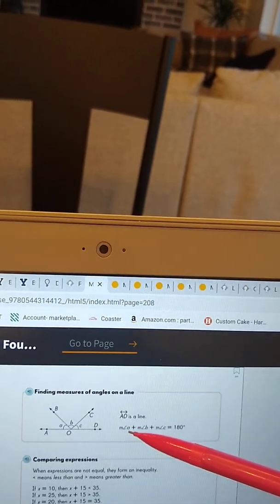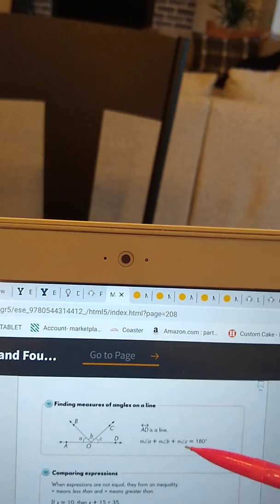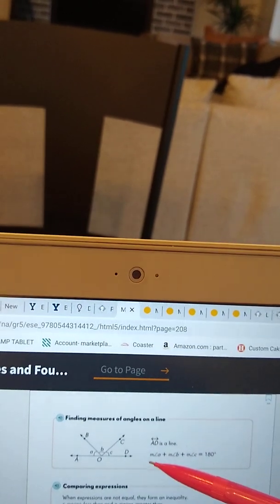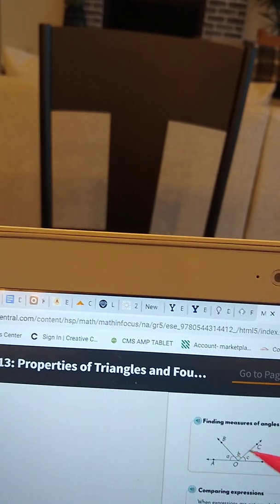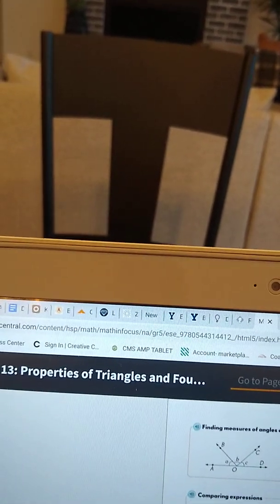It's totally simple. Angle A, angle B, and angle C. The M stands for measurement of the angle. M of A, measurement of A, measurement of B, measurement of C. If you add angle A, angle B, and angle C together, it all equals 180 degrees, okay? So not a big deal.